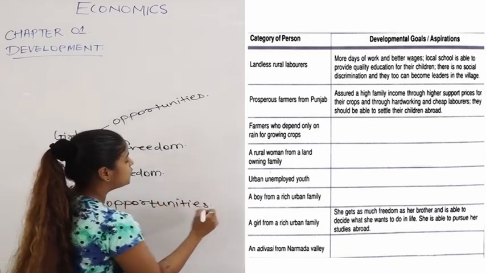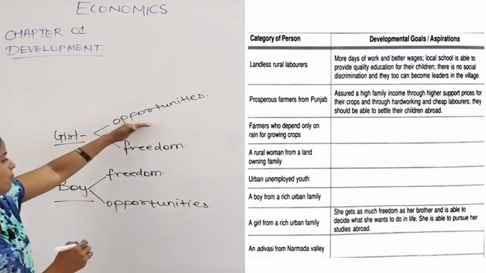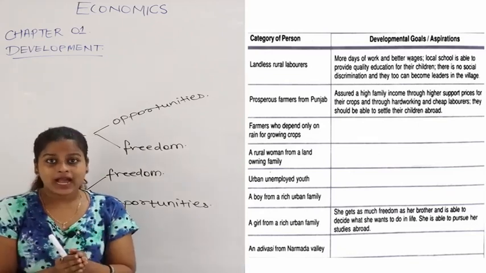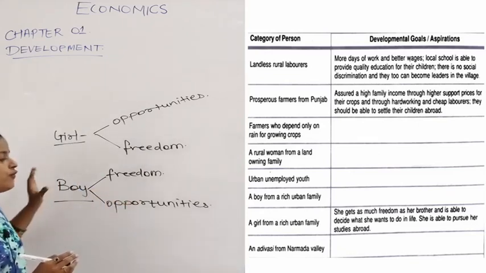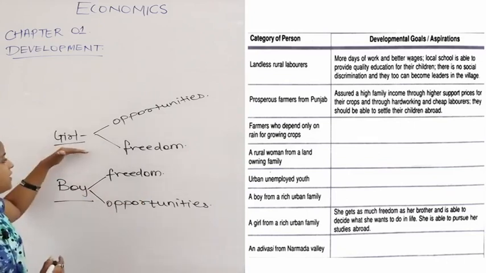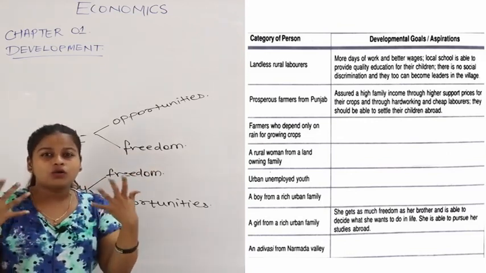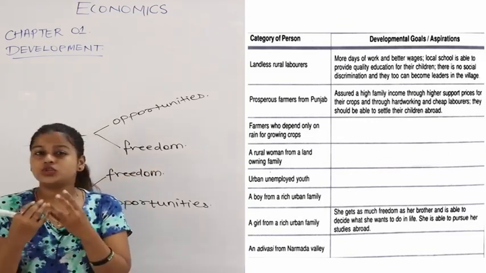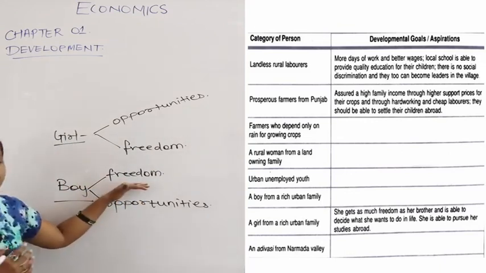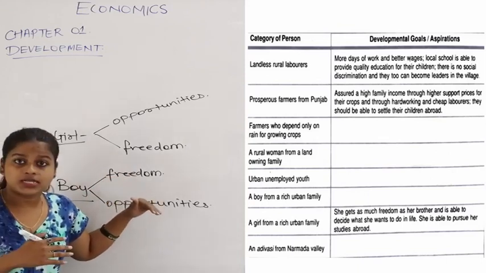Now what we can see over here is that a girl and a boy have opportunities and freedom as common factors, but on the same side, freedom and opportunity for both of them is different. For her, freedom is that she wants to be allowed to go out and explore everything that a brother does. But at the same time, he wants freedom to do things on his own and does not want his family to pressurize him.